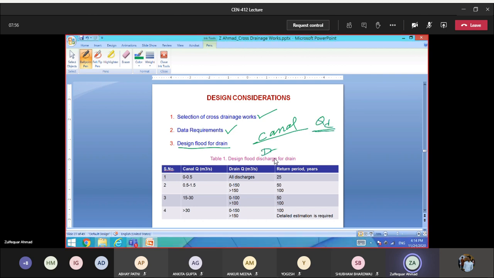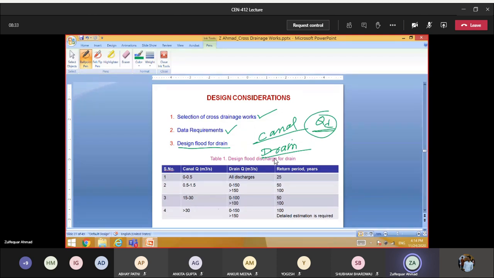However, for the drain or the river, your discharge, you can take for 5 years, 25 years, 50 years, 100 years, or 500 years. So now the question arises: for how many years of return period do we have to take the discharge of the drain, so that the design can be carried out? As far as the canal is concerned, there you have to take the design discharge, so that one is fixed. But in the drain, you have to decide for how many years return period you have to take the discharge.